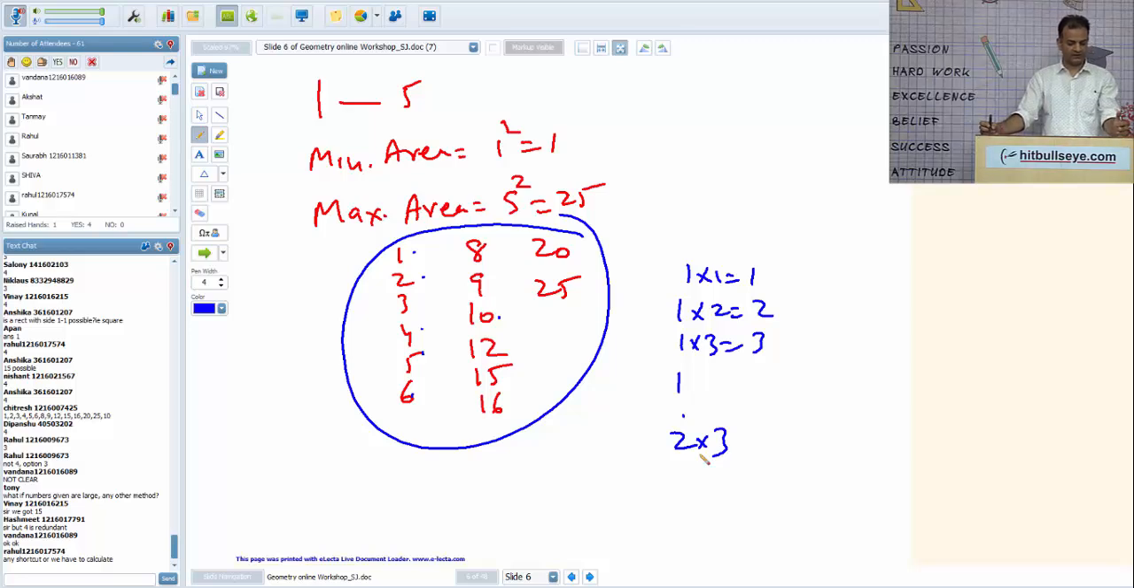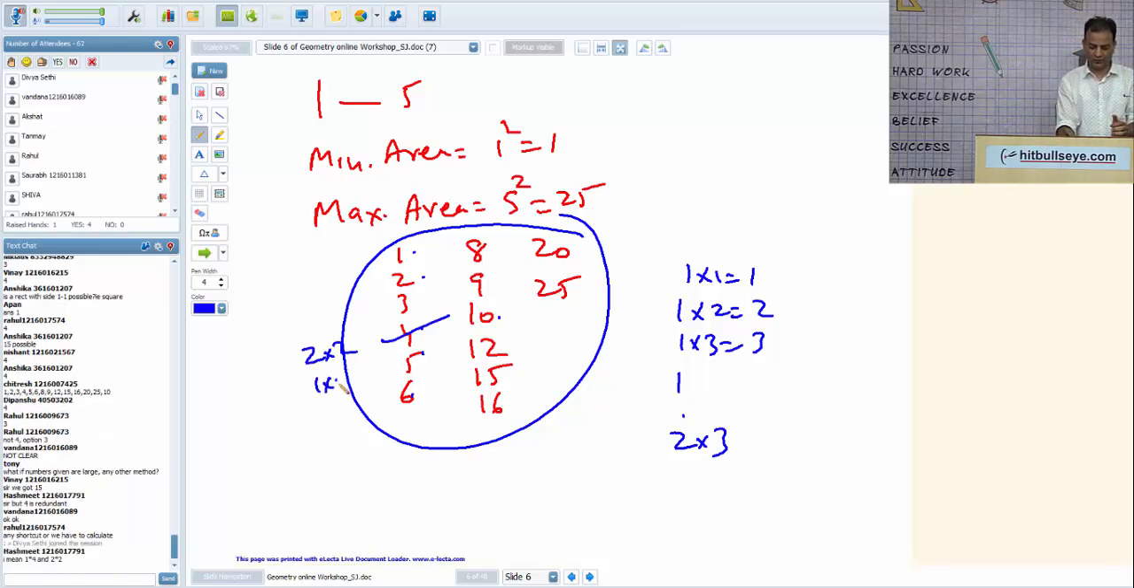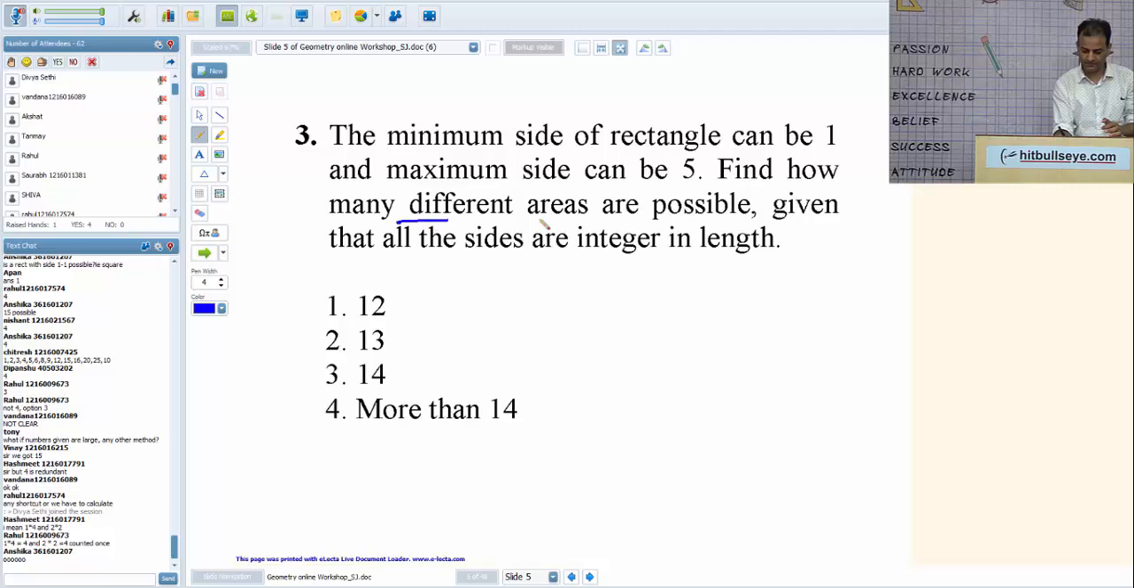4 is redundant. Hashmit, I am not getting your question. Why is 4 not redundant? For 4 you can find the area, 2 into 2, or you can say 1 into 4. You have to count it once. How many different areas? Question C, Hashmit. How many different areas? So 4, you have to count 1.